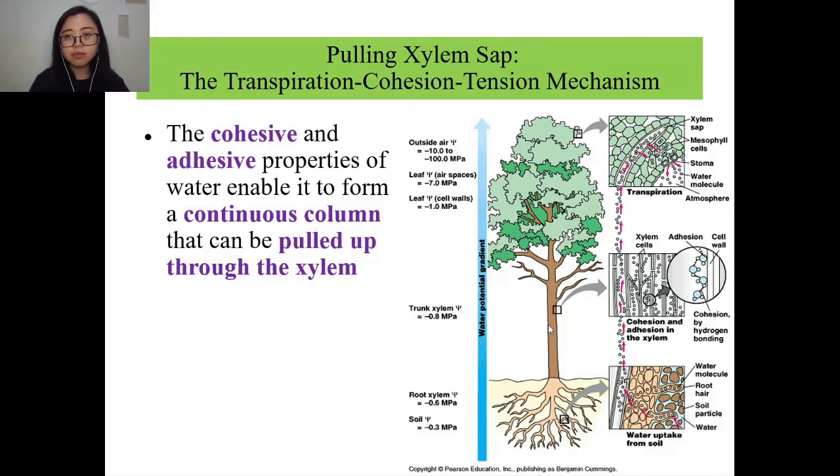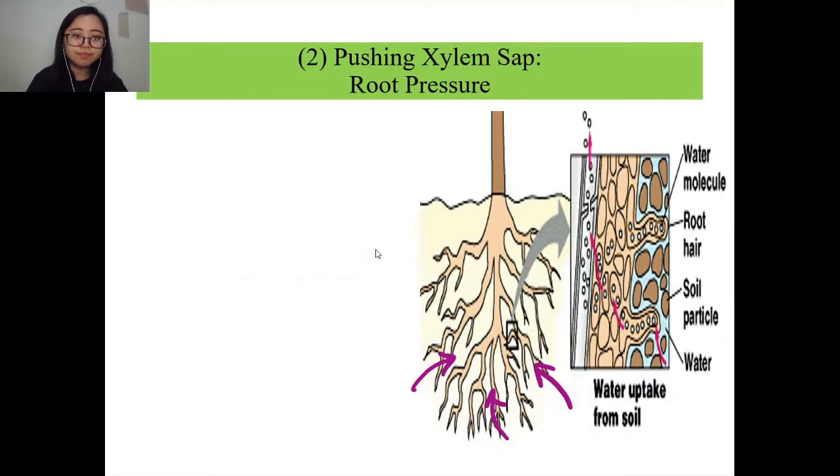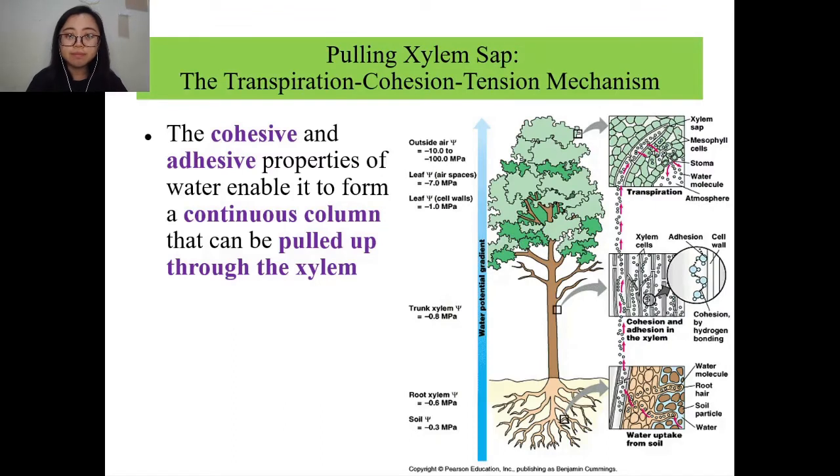Ya, sebab ciri-ciri air memang begitu, memang dia senang untuk form a continuous column, dia tidak akan mudah terputus dan dia boleh form a continuous chain, continuous column from the soil to the tips of the plants. That is pretty much the xylem, pulling xylem sap explanation. Okay, so kalau kamu mau tulis essay, kamu perlu explain macam mana transpiration, cohesion, tension mechanism. Kamu rujuk balik slide-slide ini.